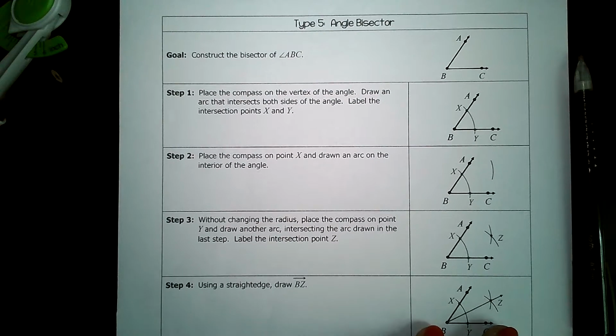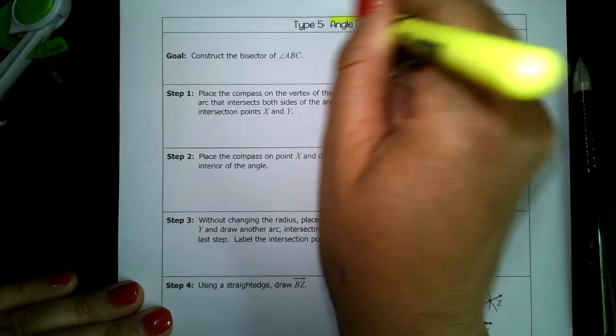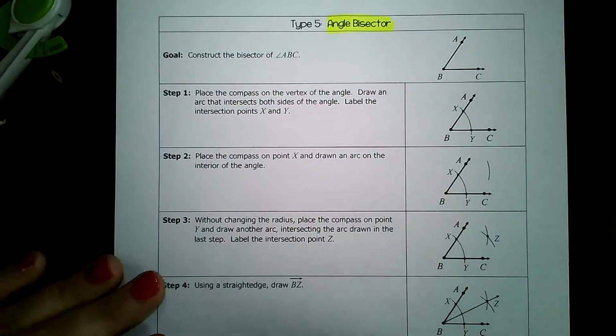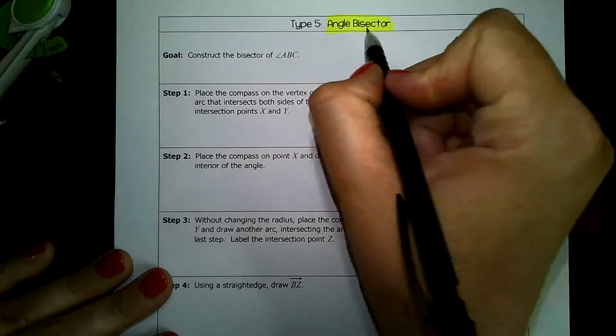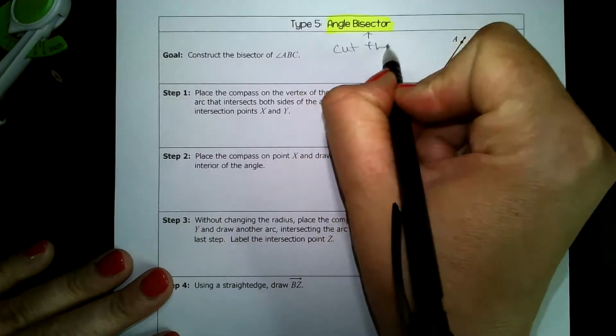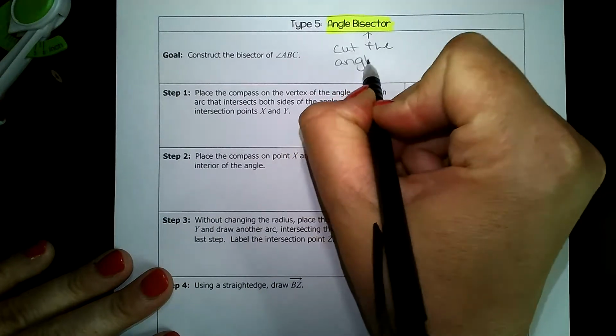Hello there. We're on our 5th construction in the series. In this construction, we are asked to construct an angle bisector. Okay, so make sure you understand what that means. That means we are going to cut an angle in half. To bisect means to cut in half. So we're going to cut the angle in half.